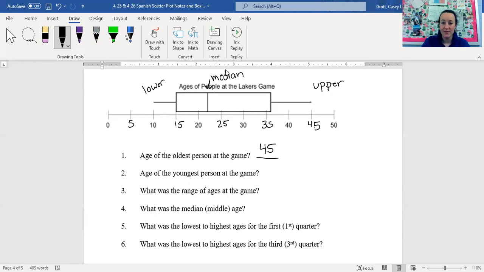That's because the graph stops here. This is not a part of it. It's where the graph stops, and this whisker is part of the graph. So what was the age of the youngest person at the game? That's going to be at my lower part. My smallest number on the graph is 10. What was the range of ages at the game? So 45 minus 10, my biggest to my smallest. We had a range of 35 years at the basketball game.